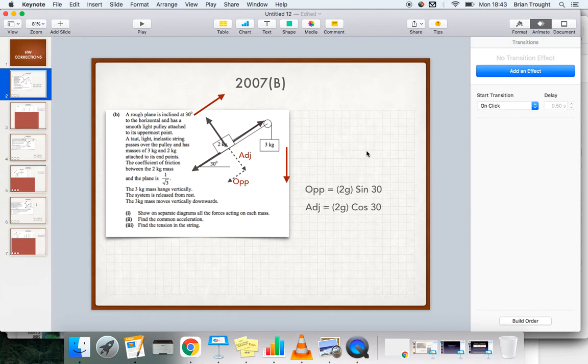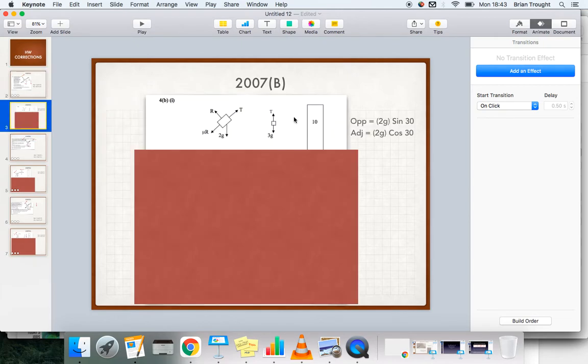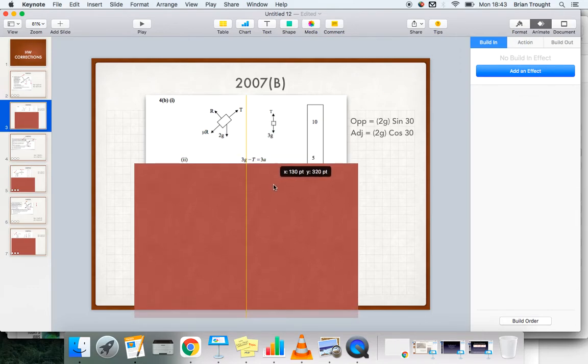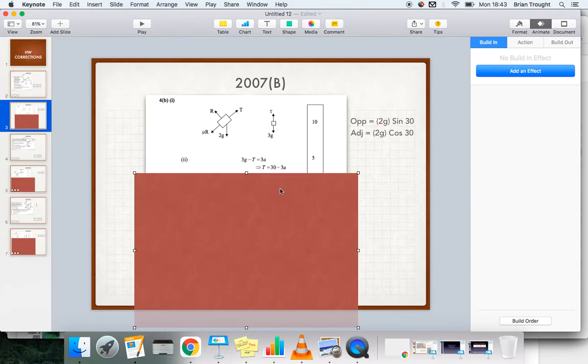Okay. The next step then is you want to have a look at F equals ma with this block and F equals ma with that block. So I'm going to go back to the marking scheme and start with this one. We know it's accelerating down, so downwards we'll say is positive. So 3g will be positive, T will be negative, and we get 3g minus T equals 3a. That's from F equals ma. And when I rearrange that, it gives me T equals 30 minus 3a.